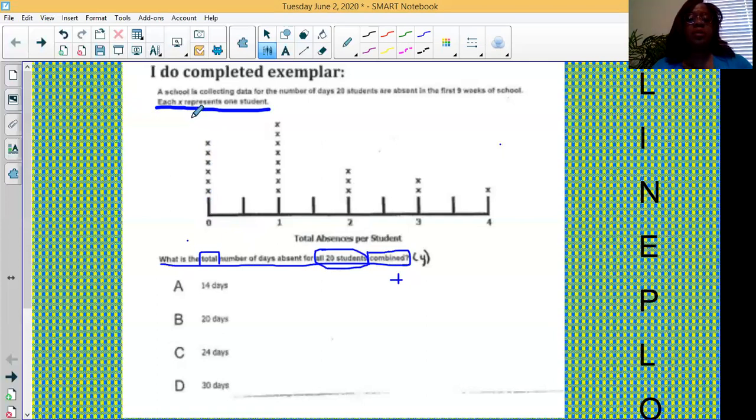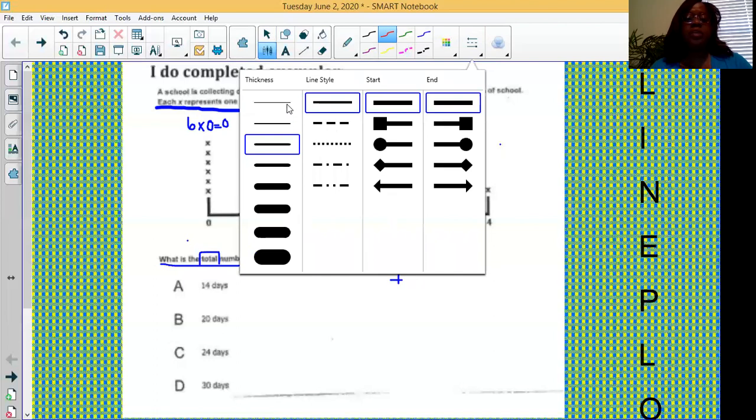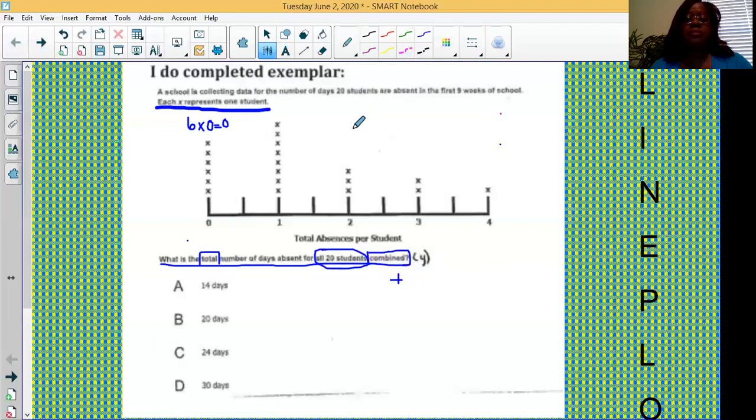So we would write above it 6, and each one had a total of 0 absences. So again, we are trying to figure out what is the total number of days absent for all 20 students combined. So on that particular day, 6 times 0 we know gives us 0. Okay? Then we go to the next column and we would count the number of X's that we have to figure out how many of these kids had one day. They were only absent one day.